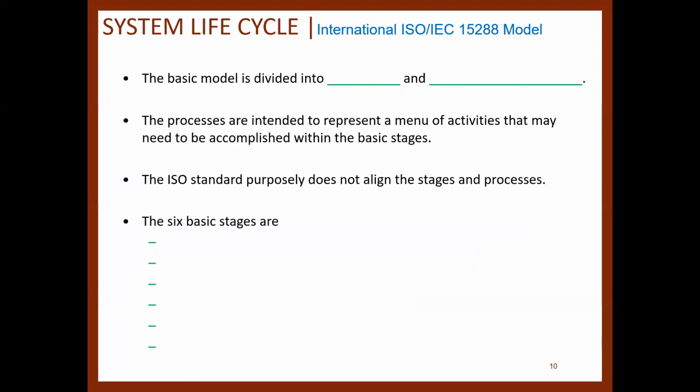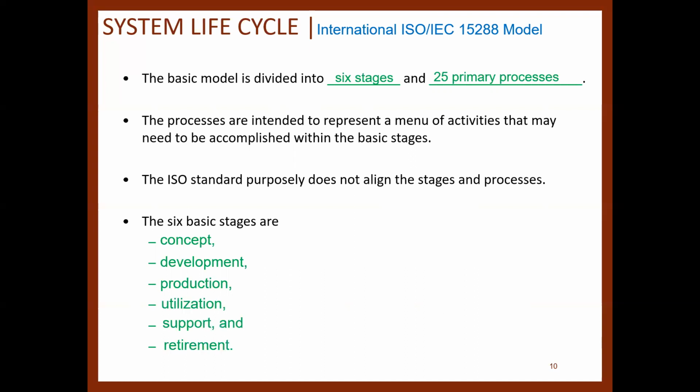The international ISO 15288 model, the basic model is divided into 6 stages and 25 primary processes. The processes are intended to represent a menu of activities that may need to be accomplished within the basic stages. The ISO standard purposely does not align the stages and processes. The 6 basic stages are concept, development, production, utilization, support, and retirement.